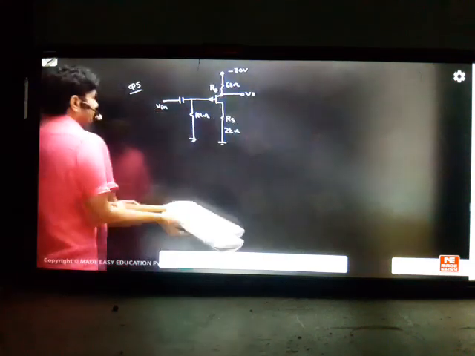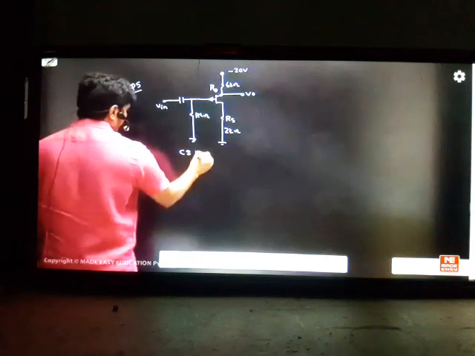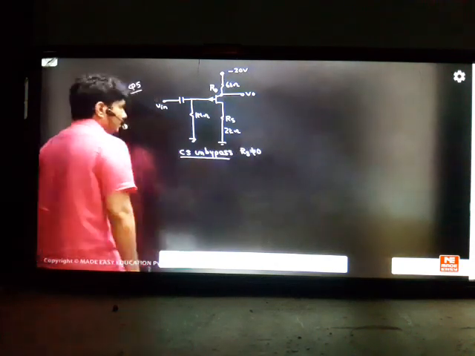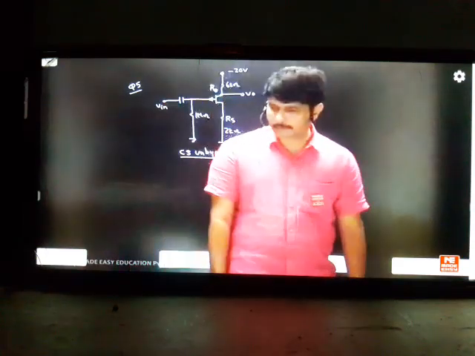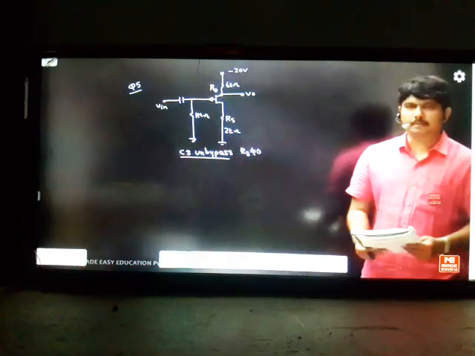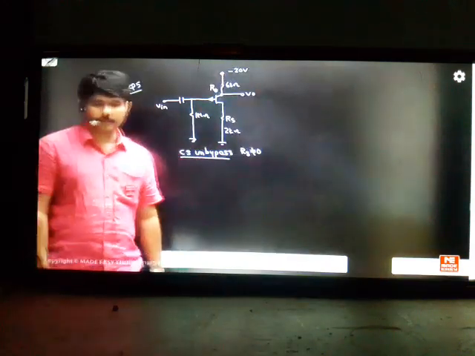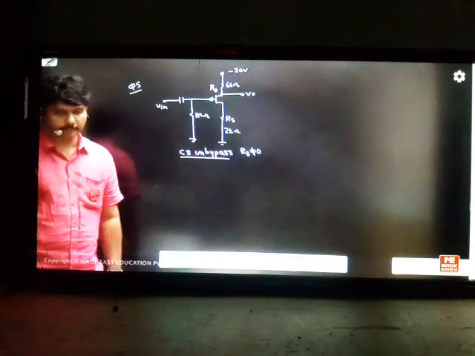So by seeing this problem you can tell this is a common source unbypassed, because RS is not equal to 0. This is a common source unbypassed question. Everybody has recognized? Very good. It's not bypass. Some students are telling bypass. It's unbypassed. Unbypassed means RS should be present. Question number 5 is unbypassed.